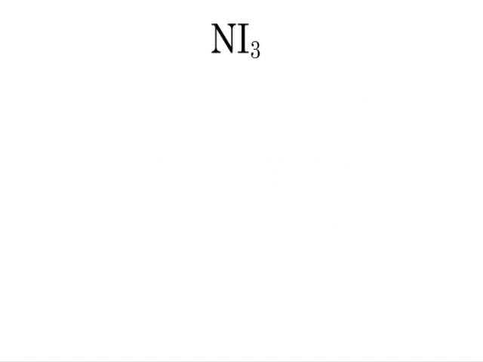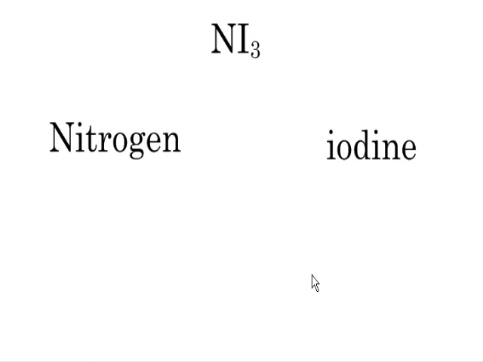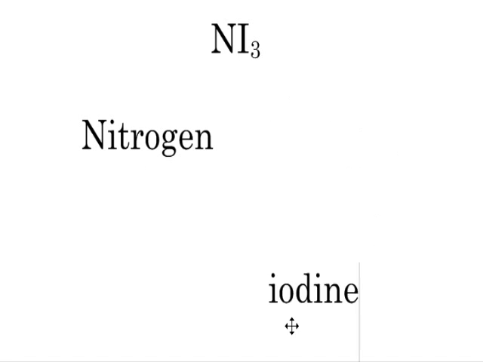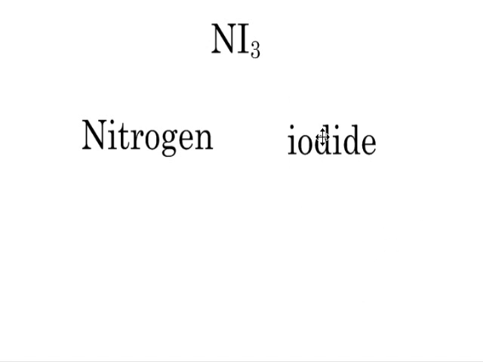Let's look at an example. NI3. Well, hopefully you recognize that N is nitrogen and I refers to iodine. Now there's only one N, so nitrogen's going to work. Iodine, remember we changed the name to end in IDE, iodide, and there's 3 of them, so we're going to use the prefix tri, and we end up with nitrogen triiodide. And yes, we do keep all those vowels in this case.